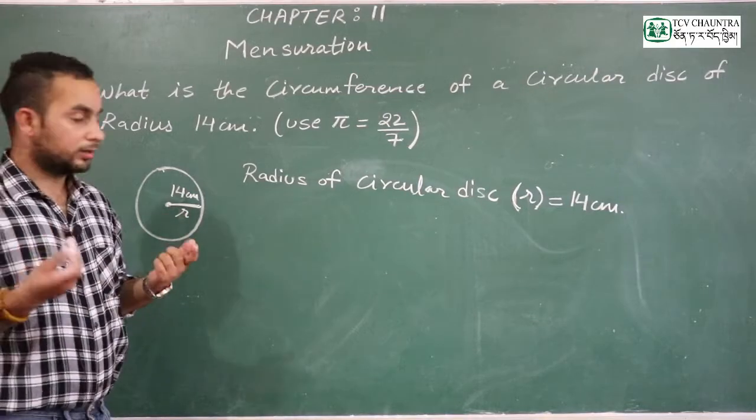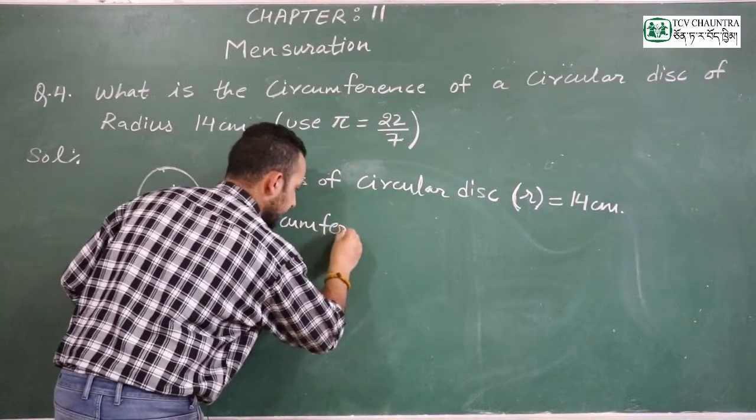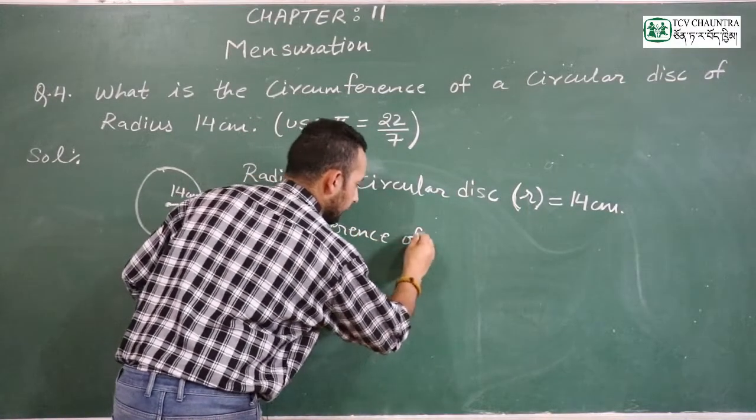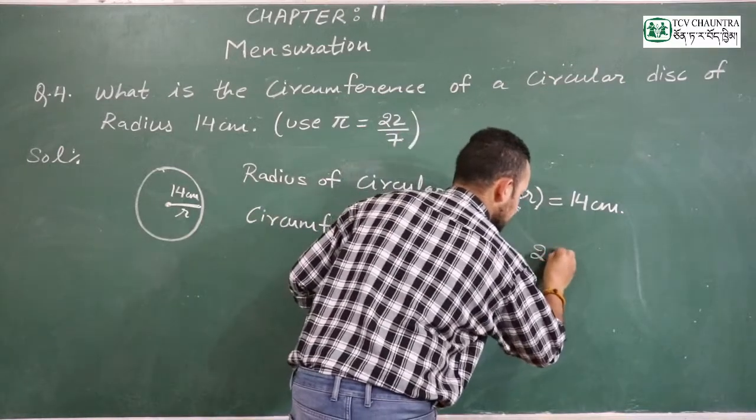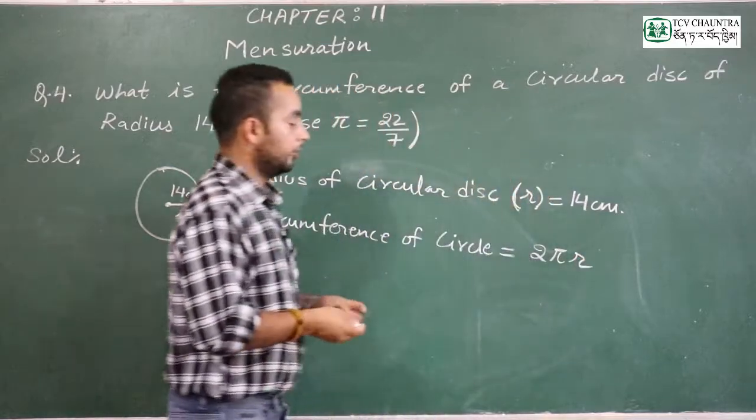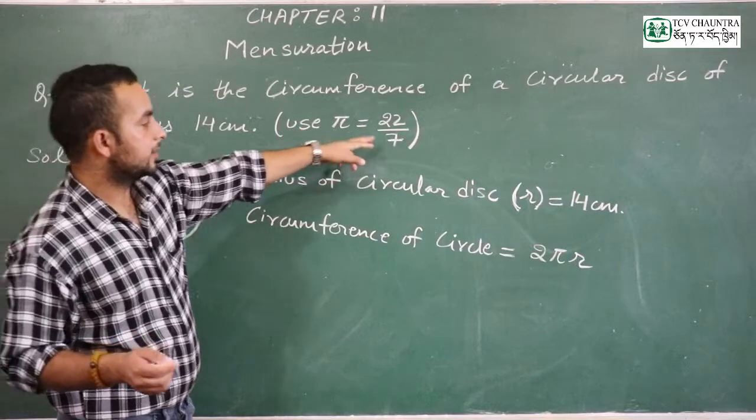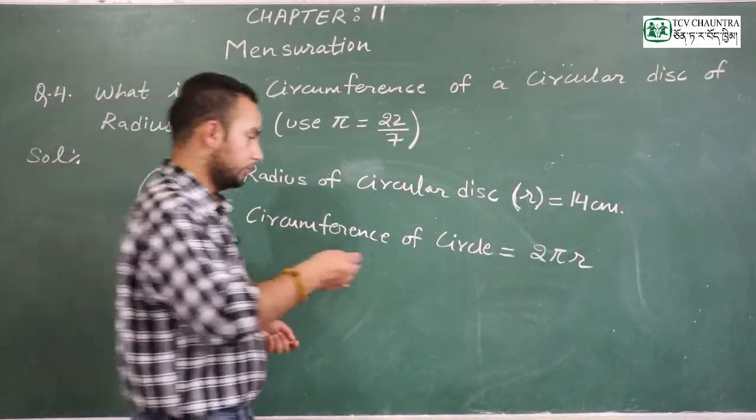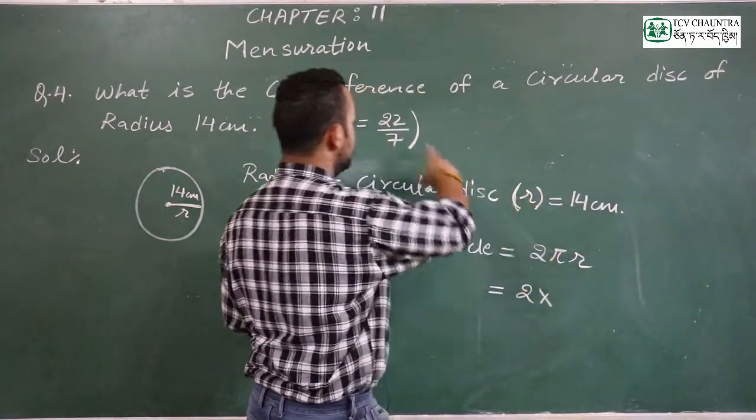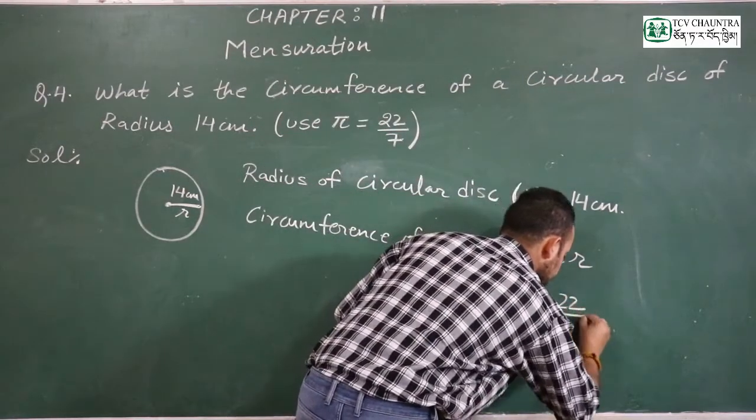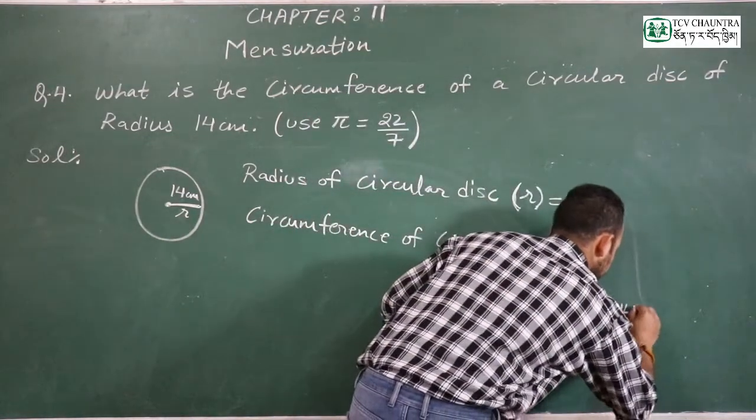So we need to know the formula for the circumference of a circle. By using the formula, the circumference of a circle is 2 pi r. And in your question it is clearly given that you are using the value of pi as 22/7. So 2 is a numeric value as it is. In place of pi you will substitute 22/7, and in place of radius r you will substitute 14.